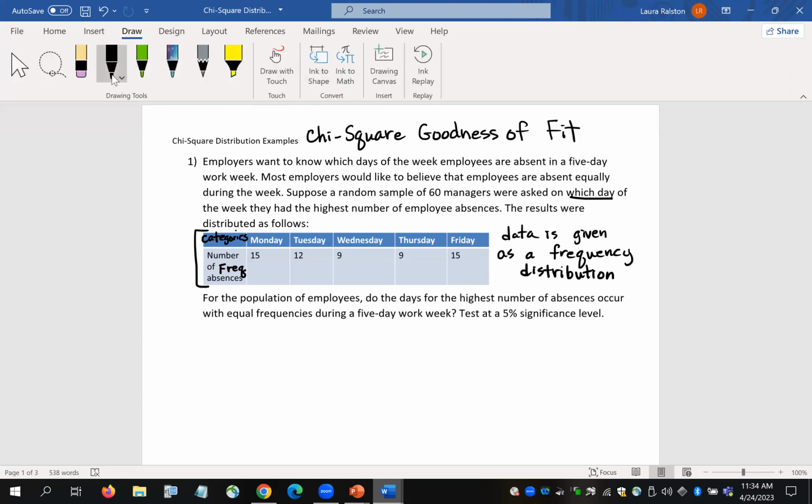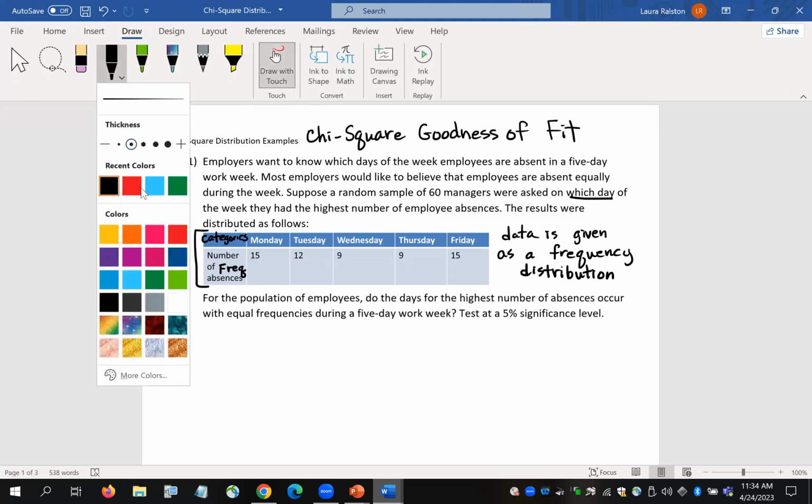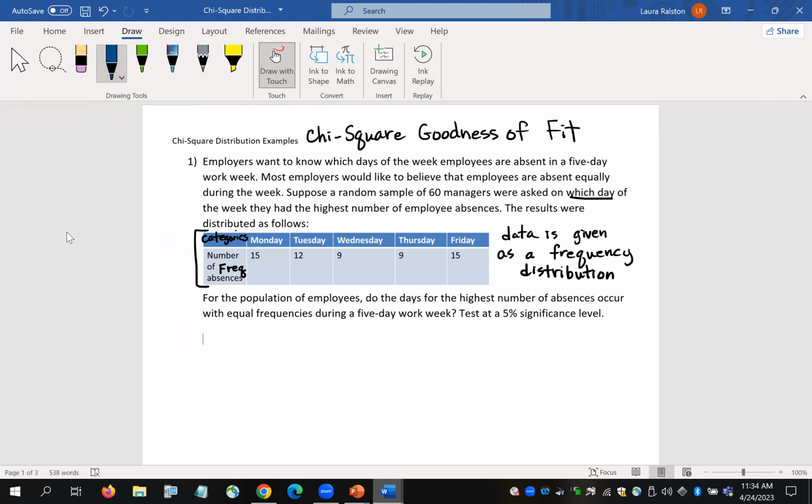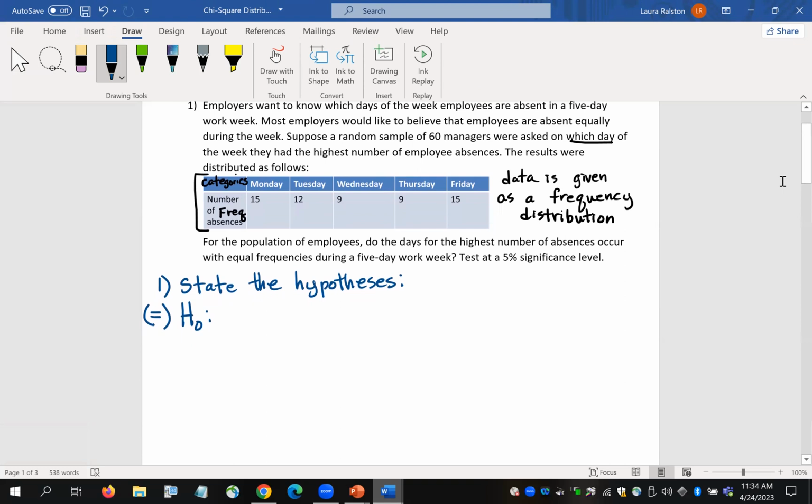So then we begin the hypothesis testing process. Y'all have got to be tired of hearing Ms. Ralston say that by now. Okay, first step is to state the hypotheses. You're going to have your null hypothesis, and I just told you that your null hypothesis will always imply equal, and then you'll have the alternative hypothesis, which will always imply not equal.